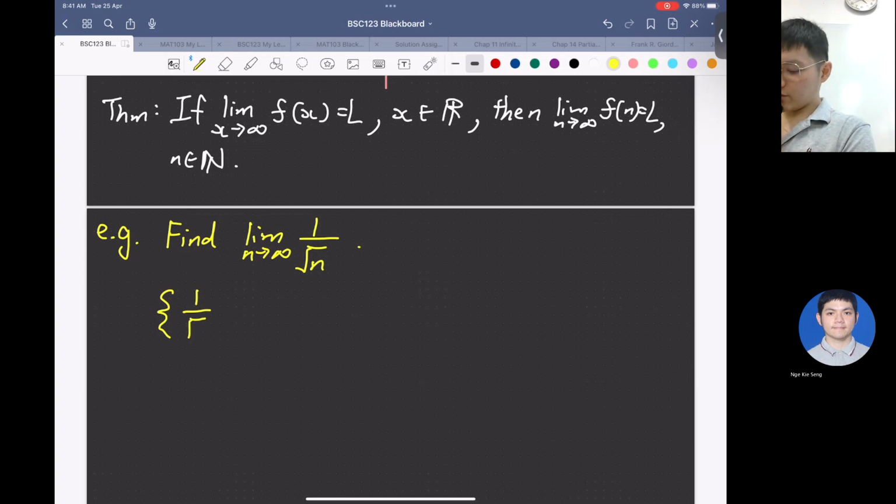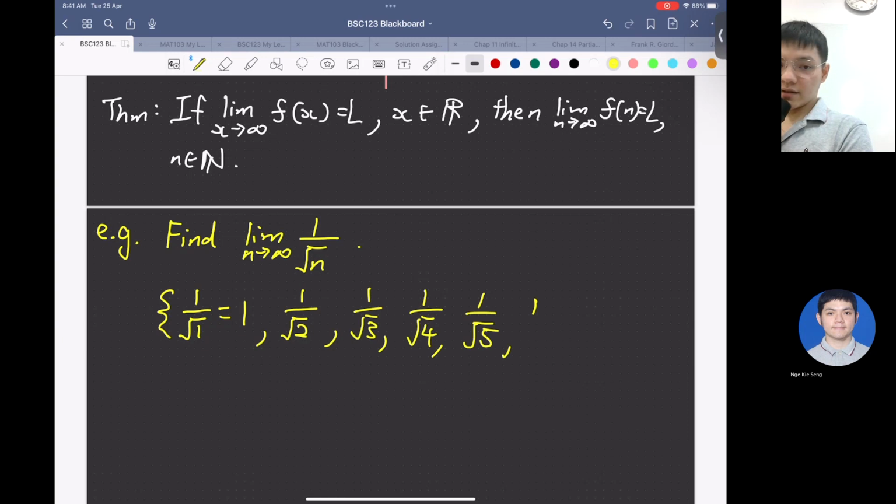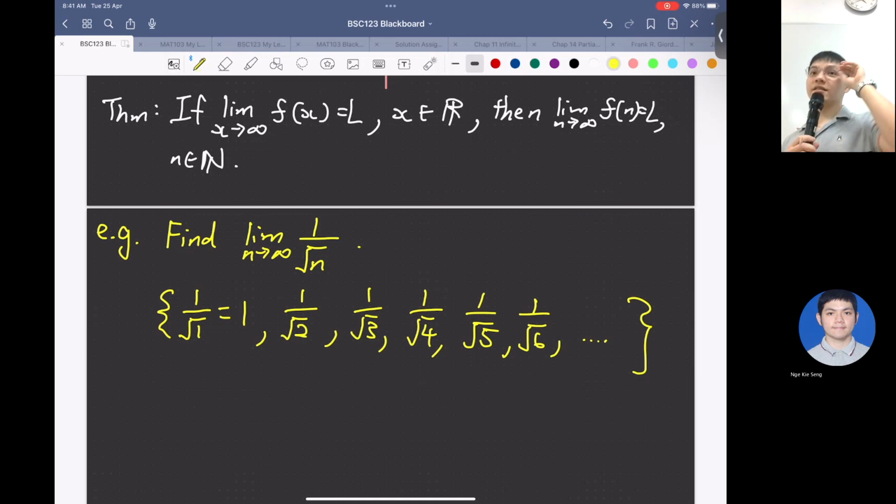1, right? 1 over square root 1, which is 1. And then 1 over square root 2, and then 1 over root 3, root 4, root 5, root 6, and so on. So what's your guess for the limit of this? 0. Okay, you see that it's decreasing, so you think that it's 0. So how to prove it?